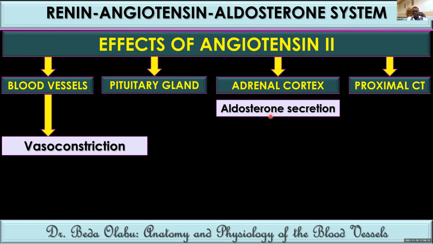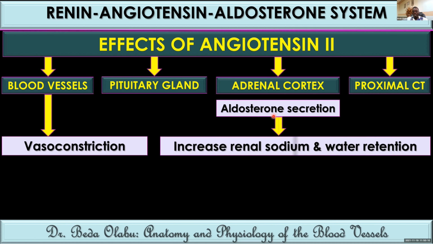What's the effect of aldosterone? Aldosterone acts on the distal convoluted tubule of the kidney, and the effect of aldosterone is to promote the reabsorption of sodium. Now, in the kidney, if we reabsorb sodium, water also follows. That means that in the presence of aldosterone, we have sodium and water retention.